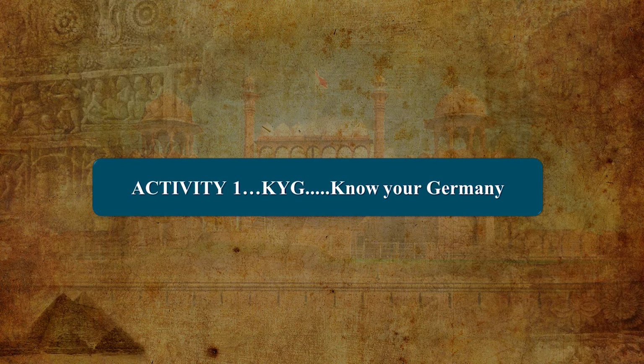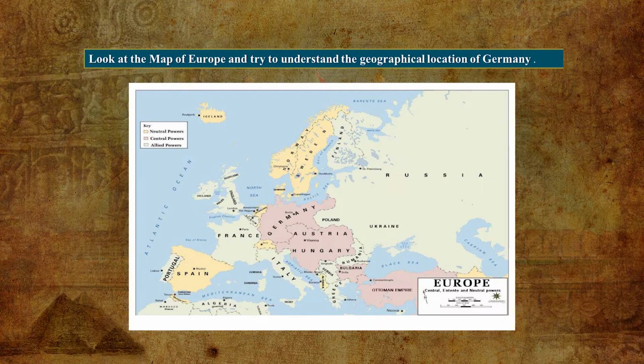Children, let us start our lesson with an activity. The activity name is Know Your Germany. Let us begin with locating Germany. Look at the map and go through it properly. You have to note down some of the countries and seas that you are going to see. On the basis of this map, we will try to figure out some important facts about Germany. It is known as KYG. Again, look at the map that we have seen.